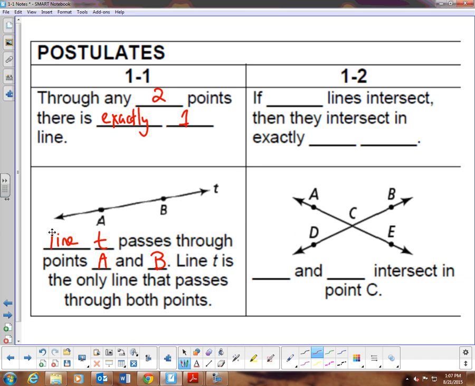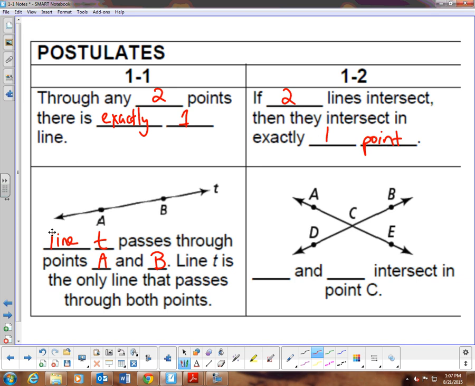And basically, it's how we name a line. Any 2 points on that line, we'll make a line. So if you don't have a line through 2 points, you can put a line through any 2 points using this postulate. All right, postulate 1-2 says, if 2 lines intersect, then they intersect in exactly 1 point.